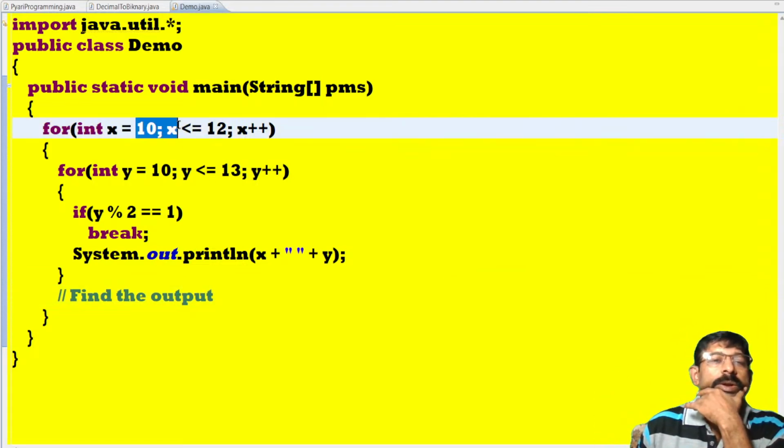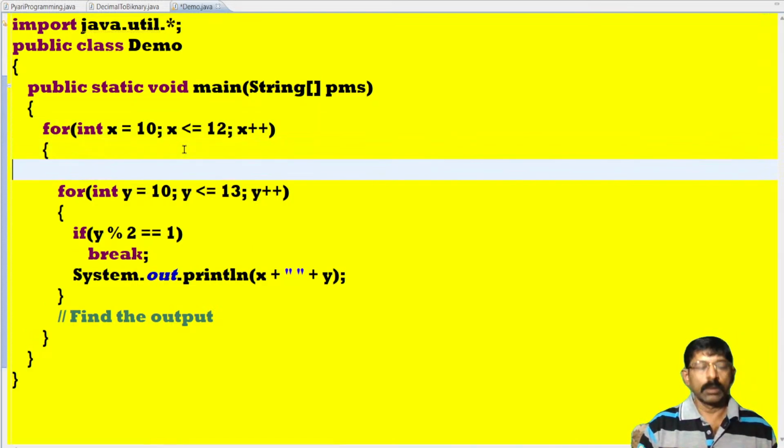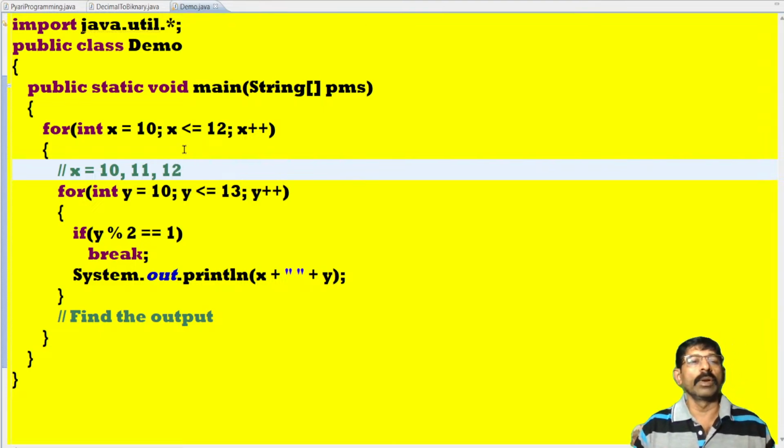X is 10, 10 is less than 12. That means X will iterate. Like this you can do. X equal to 10 will iterate. X will be 11, will iterate. X equals to 12 will iterate.